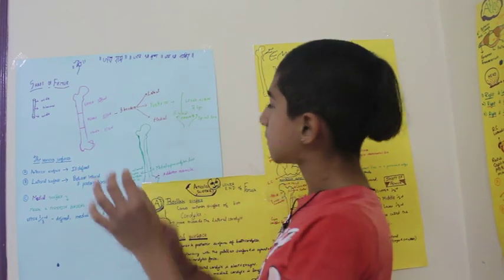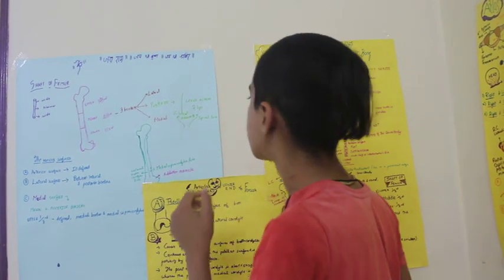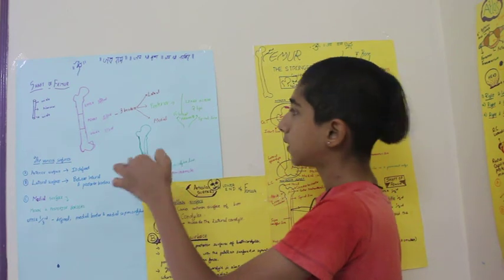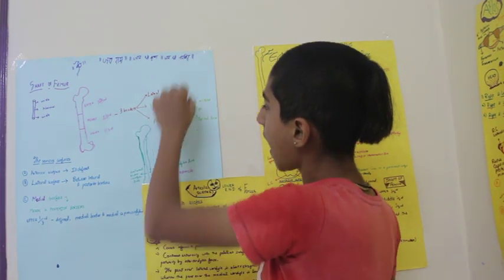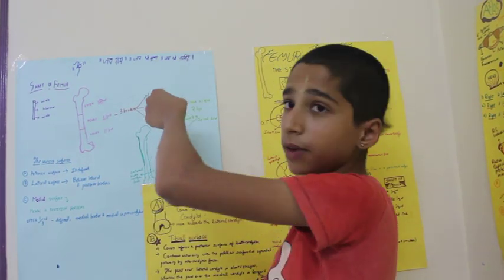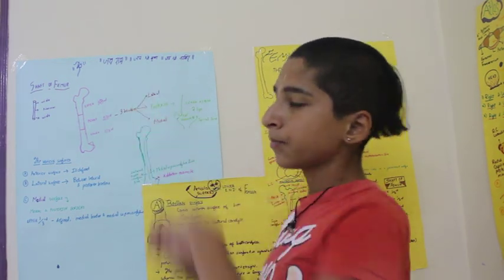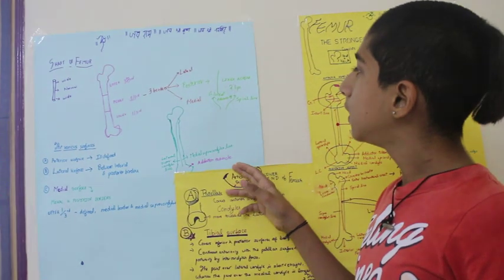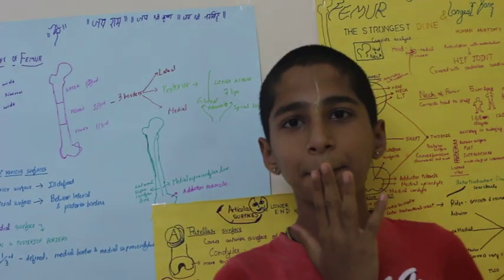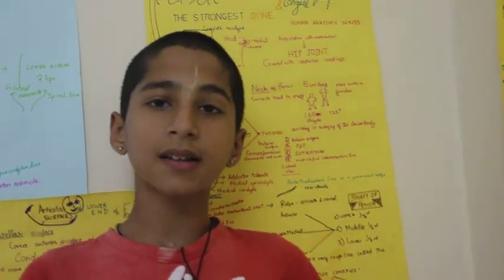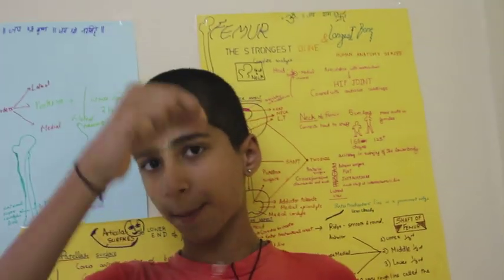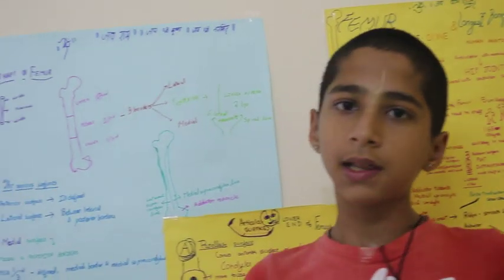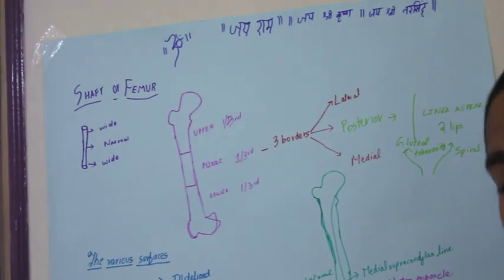The linea aspera has two lips, medial and lateral lips. So as we come up, we have a gluteal tuberosity. Gluteal is a region close to the buttocks. Where is the lip? Lip is not this lip. Lip in the femur is the lateral and medial sides of the posterior sharp border. Medial, lateral. Can you show it in the image of the femur?